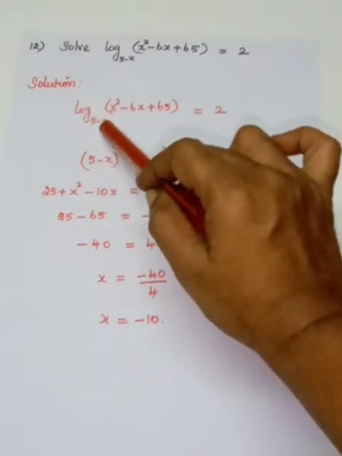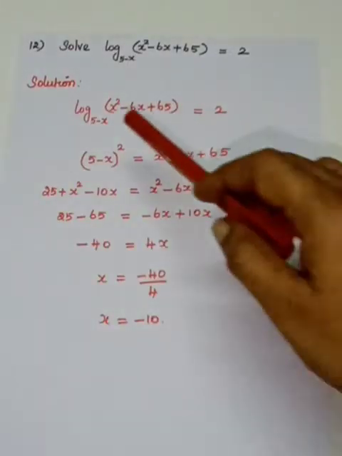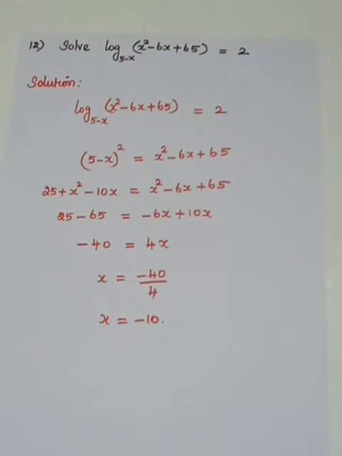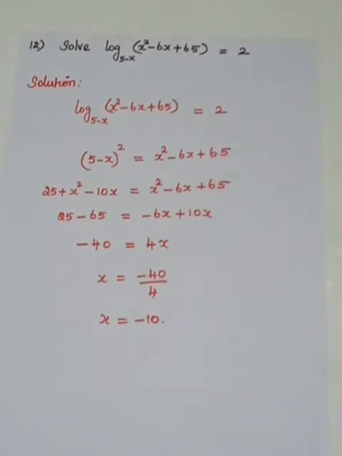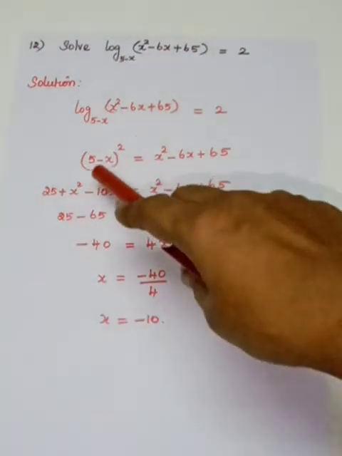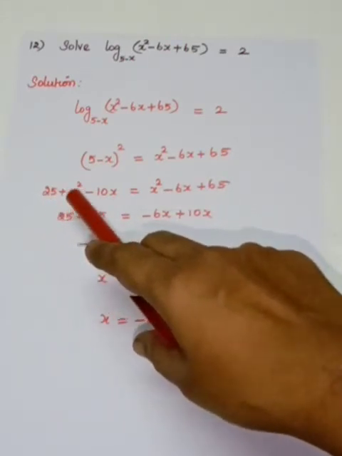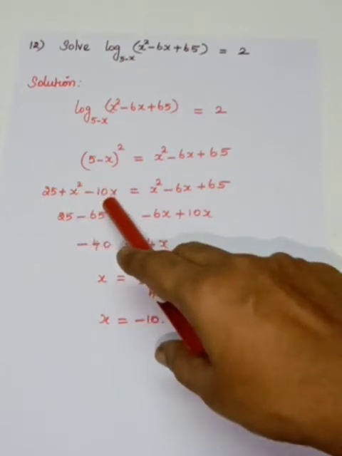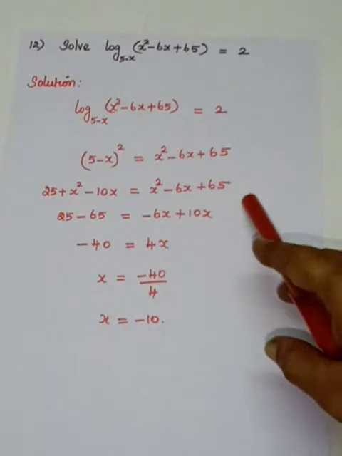Here no base is given for the log, so when you take it to the other side, e power 2 comes. Here the base is given. What is it? 5 minus x. So it can be written as the base, 5 minus x, to the power of the exponent. So 5 minus x the whole squared is equal to x squared minus 6x plus 65. When you expand 5 minus x the whole squared, it is a minus b the whole square, that is 25 plus x squared minus 2ab, that is minus 10x, equal to x squared minus 6x plus 65.